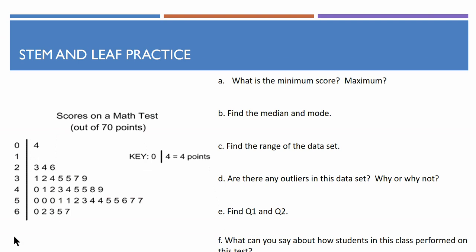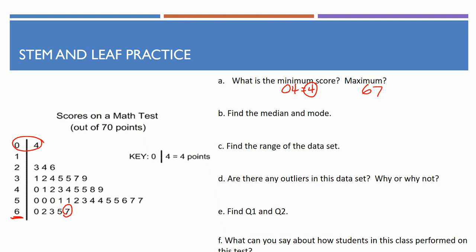Let's look at some example problems. So here's that same stem and leaf we were just looking at, scores on a math test. So if we were to ask you what the minimum score was, the minimum score is the lowest score. Well, look, 0 is the smallest stem, right? So a 0, 4, or in other words, a 4 is the minimum score. On the other hand, the maximum score is going to be in the 60s because 6 is the biggest stem, but then the biggest leaf that goes with that 6 is this 7 here. So that's a score of 67.